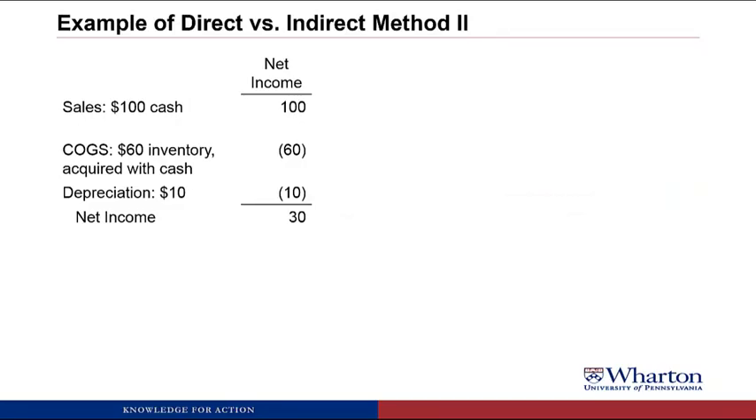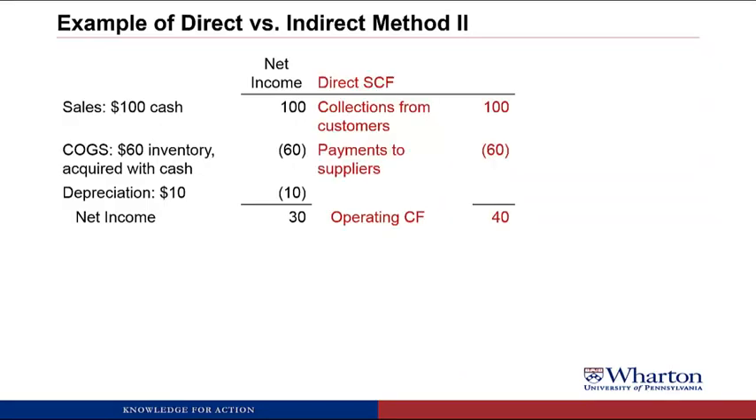Now let's make this a little more complicated and bring in depreciation expense. So we start with cash sales and cash COGS like in the prior example, but now the company has a $10 non-cash expense, depreciation, which gives the company a net income of 30. Under the direct method, we have cash collections from customers and cash payments to suppliers. Of course, there's no cash flow involved in the depreciation, so we end up with the same operating cash flow of 40. Now we need to make sure we get the same answer under the indirect method.